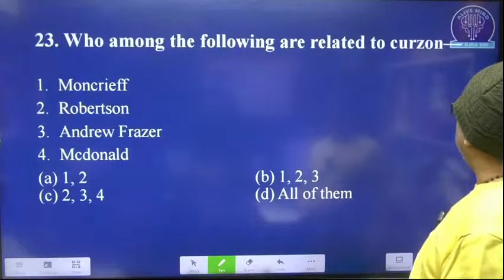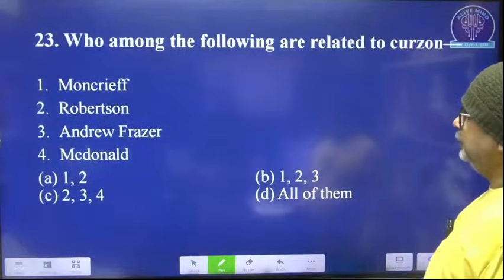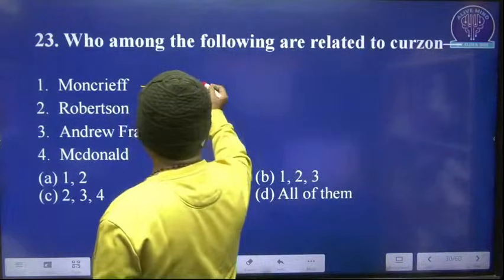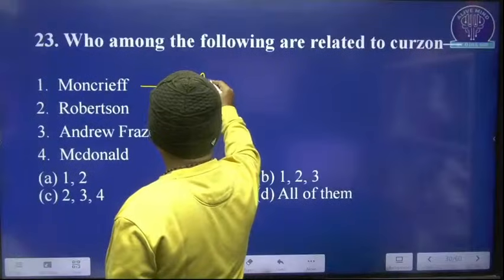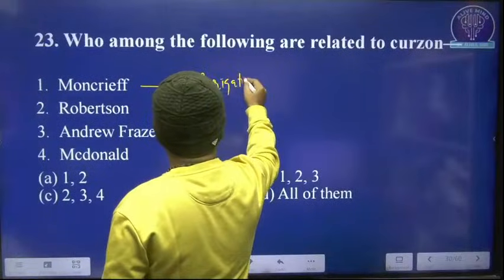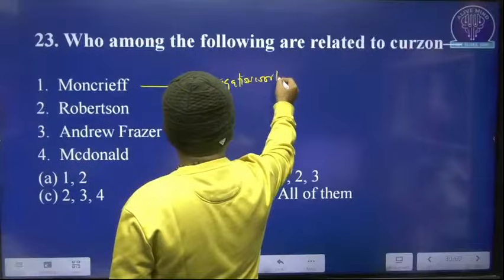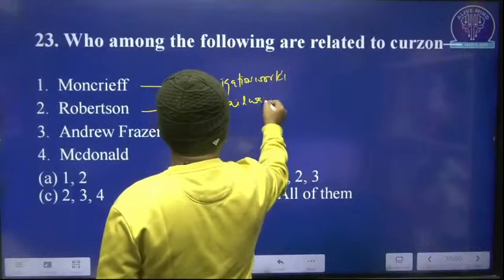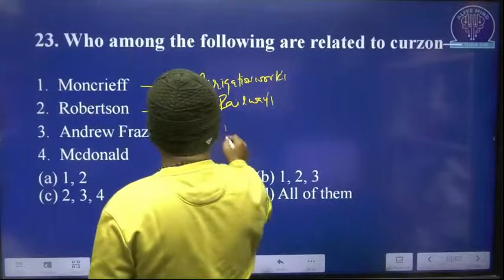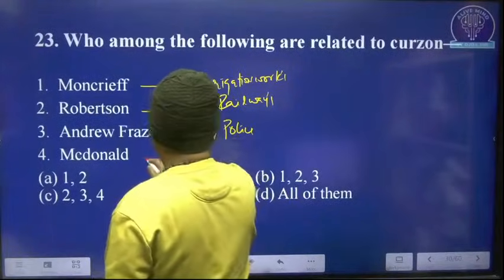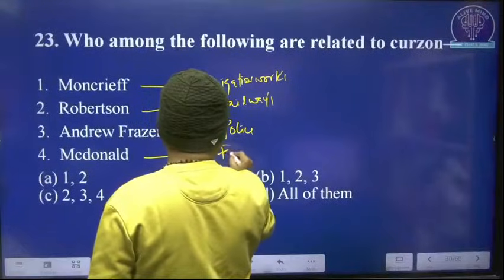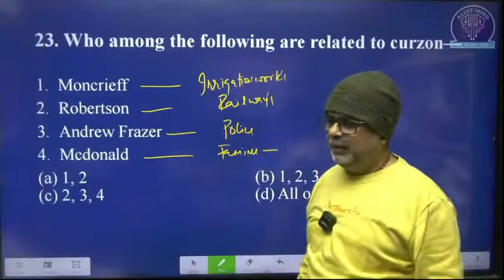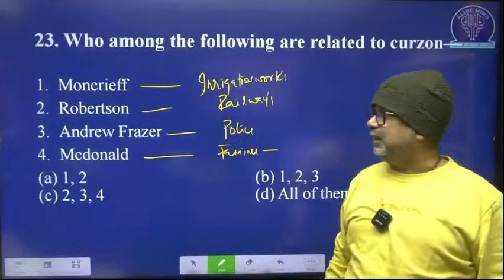Who among the following are related to Curzon? Moncrieff, Robertson, Andrew Fraser, MacDonald. Moncrieff, to review the irrigation works. Robertson, he was in charge of railways. Andrew Fraser, police. MacDonald, famine, leading to the appointment of famine commissioners.